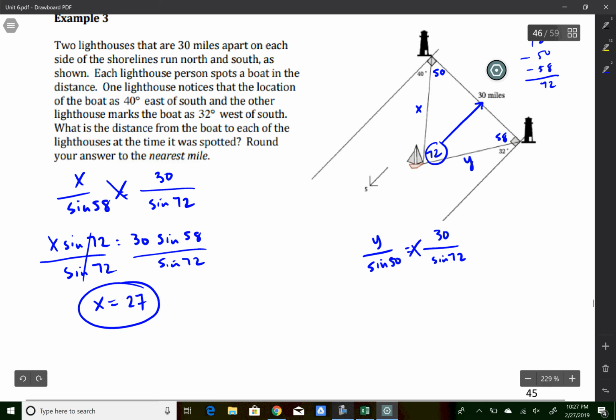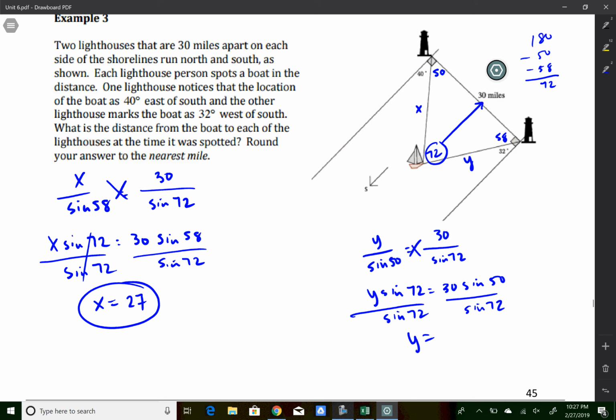Do the same thing to solve for y. I just have some different numbers, so I'm going to wind up getting a different result. And we can figure out, well, which lighthouse is closer to the boat, right? So if I do the same thing here, but it's the sine of 50 instead of 58, I get 24 miles, right? So I could say this lighthouse is further away than this lighthouse.